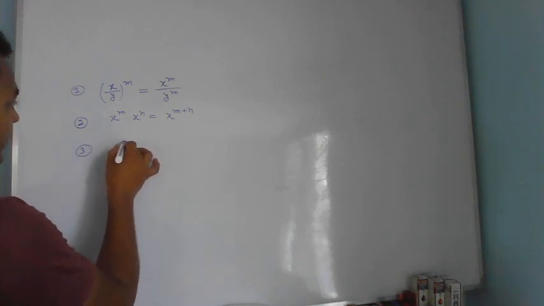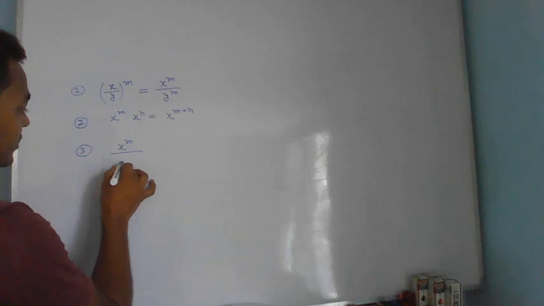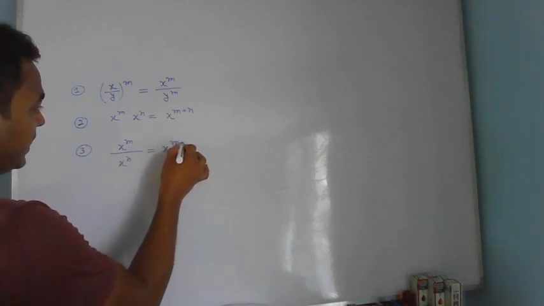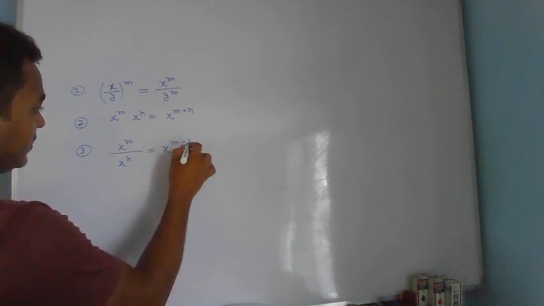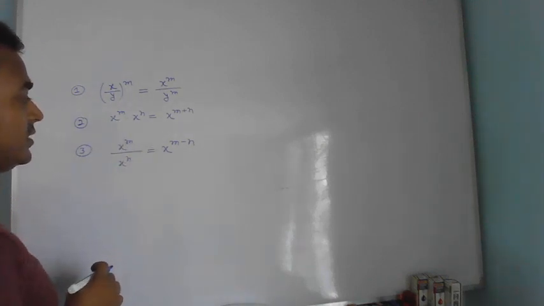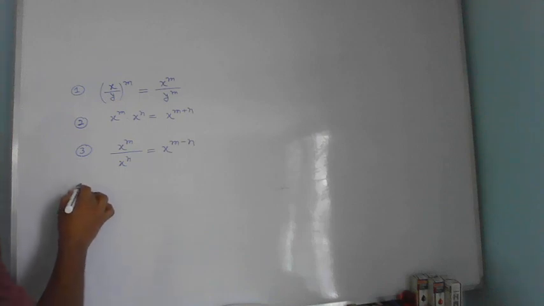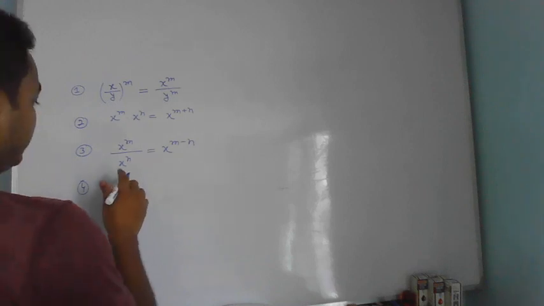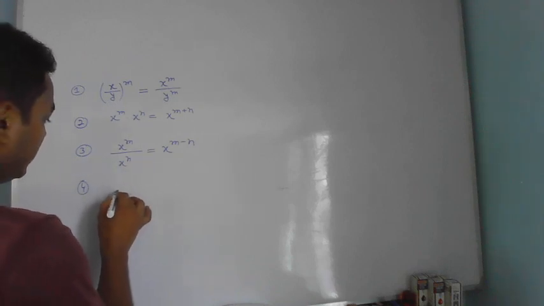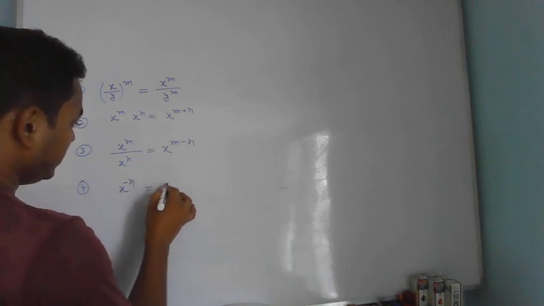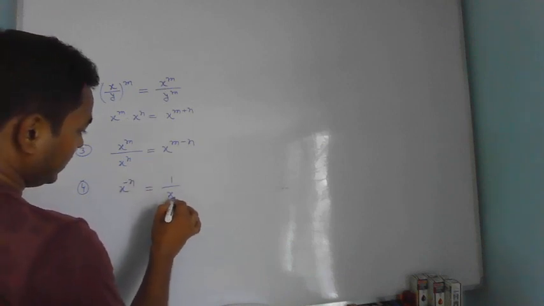If x to the power m divided by x to the power n, that would be x to the power m minus n. We already discussed and explained why x to the power m divided by x to the power n is x to the power m minus n. Then fourth, we discussed x to the power minus n, it would be 1 by x to the power n.